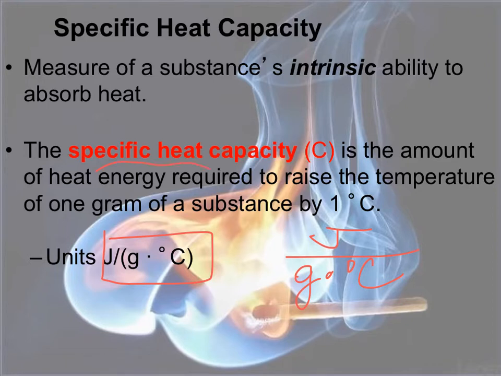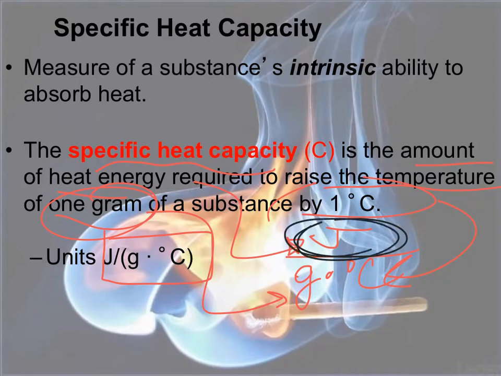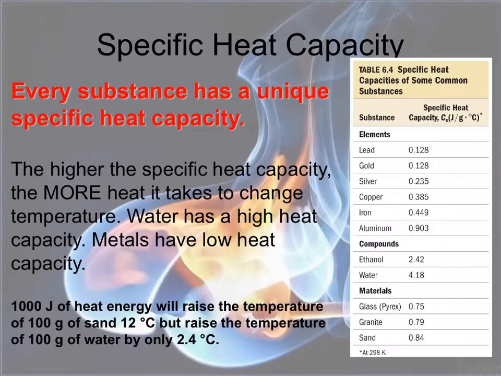So specific heat capacity is the amount of heat, that's J, okay? Heat is a type of energy transfer. So joules, to raise the temperature of 1 gram of a substance by 1 degree Celsius. So it is the amount of energy required to raise 1 gram of a substance by 1 degree Celsius. So that's where the units come from.